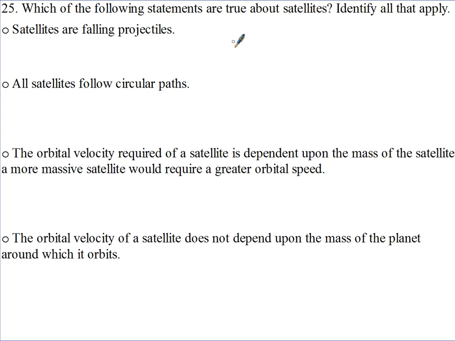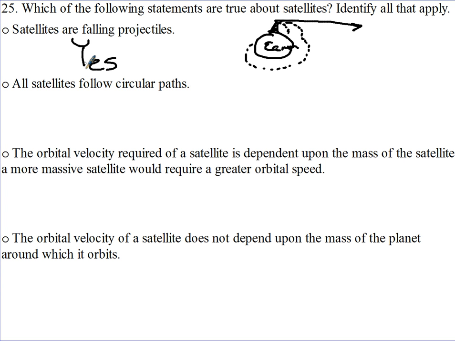Satellites are falling projectiles. Well, if you remember, that was part of Newton's moon, where if we had a very tall cannon at the top of the Earth, and this is the Earth, so don't laugh at my pictures. If we shoot the cannon off and it doesn't go very fast, it'll crash to Earth. If we shoot it off really fast, it'll kind of take off pretty straight. But if we shoot it just right, it'll be in this free fall around the Earth. So yes, satellites are just falling projectiles.